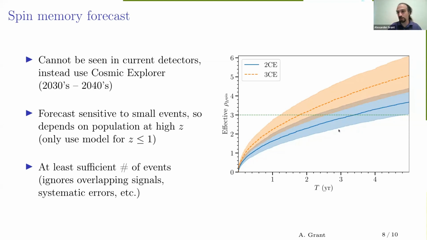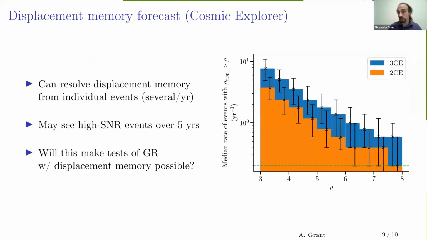Since we're looking at Cosmic Explorer anyway, which is significantly more sensitive, you could ask the question of what about the displacement memory in Cosmic Explorer? It ends up being the case that for the displacement memory, unlike for the spin memory, where you again need to look over an entire population, there will be individual events in Cosmic Explorer where you can resolve the displacement memory. That was also true in previous literature. That was shown for LISA as well. And in fact, we might see a few events that not only exceed the threshold for detection, but have relatively high SNR for the displacement memory.